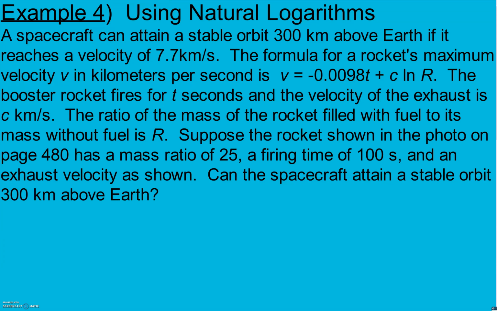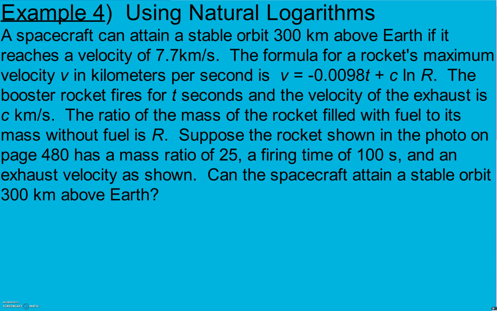Suppose the rocket shown in the photo on page 480 has a mass ratio of 25, a firing time of 100 seconds, and an exhaust velocity as shown. Can the spacecraft attain a stable orbit 300 kilometers above Earth?